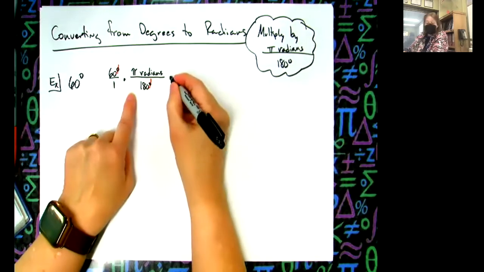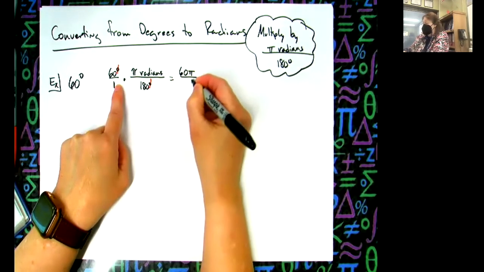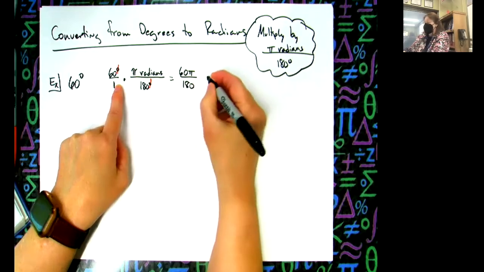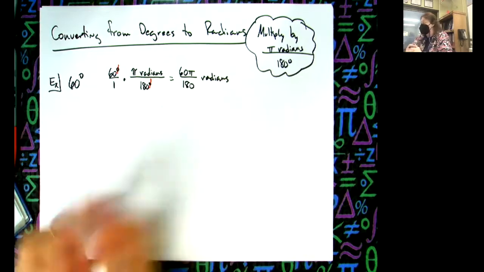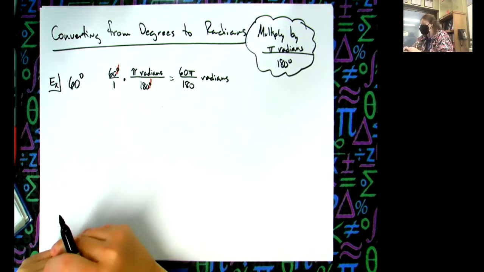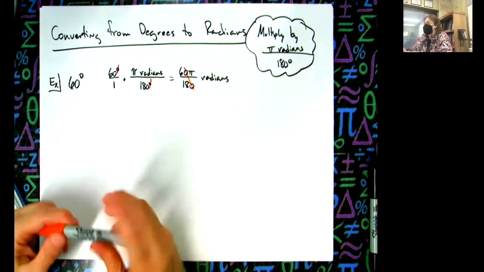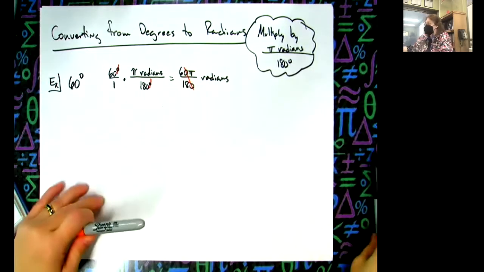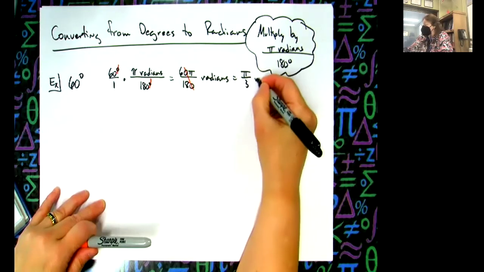Now I'm going to do the math. I'm going to multiply straight across. I'm going to have 60 pi on top and 180 on the bottom. The only label I have is radians. I can reduce 60 over 180: cross out the zeros, and then 6 over 18 is 1 over 3. So it converts down to pi over 3 radians.